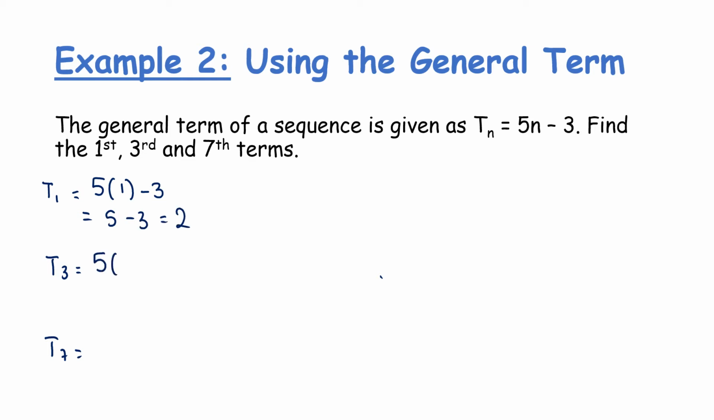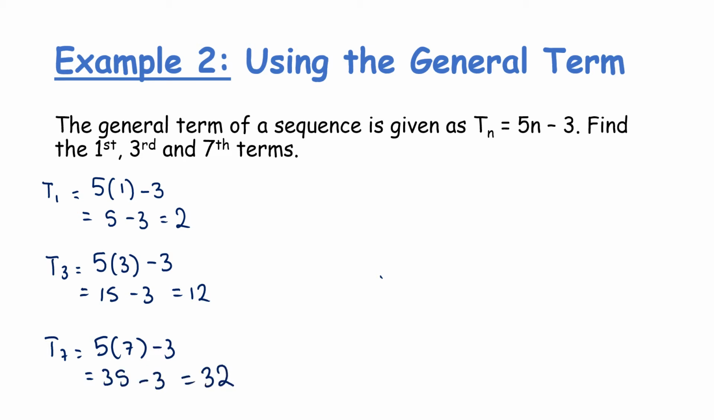Here we have 5, and we're subbing in 3 instead of n, minus 3: 15 minus 3, which is 12. 5 times 7 minus 3, which is 35 minus 3, which is 32. So we have our three values of the first, the third, and the seventh term very quickly using that general term. So how would we work out the general term, or the nth term, given a sequence?